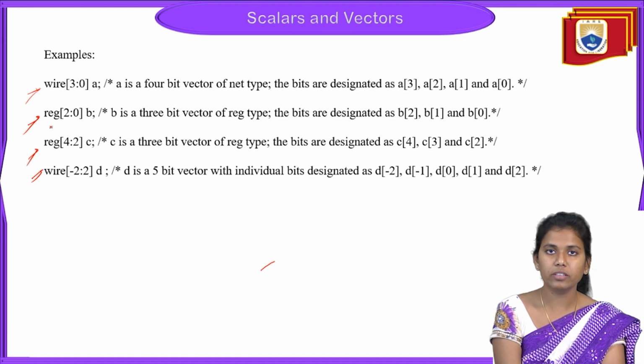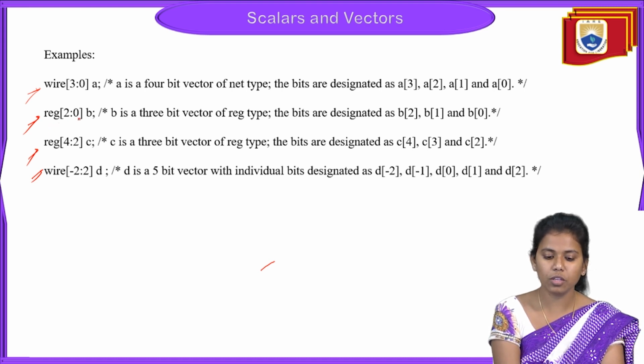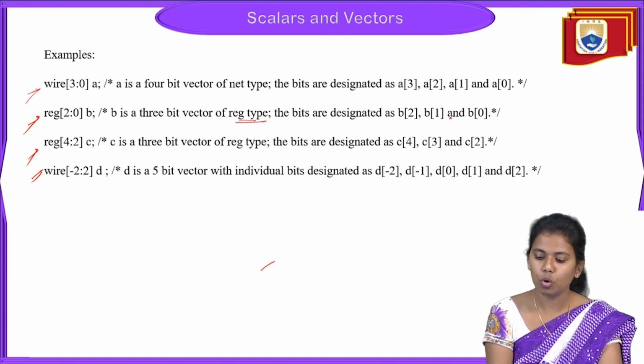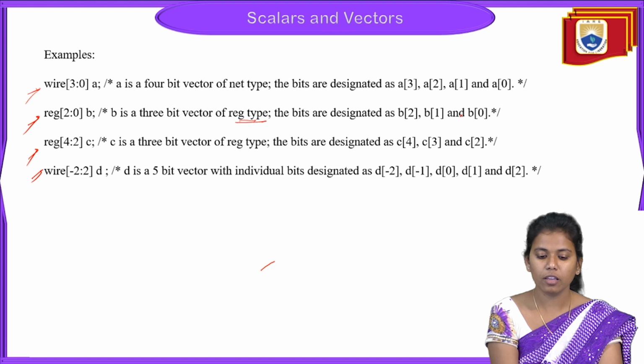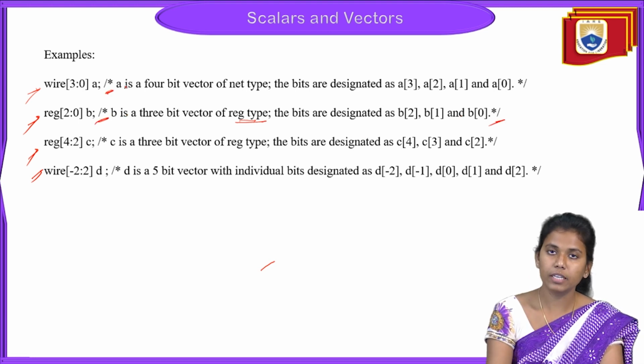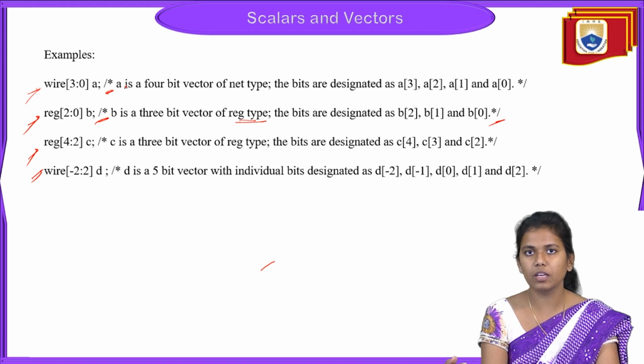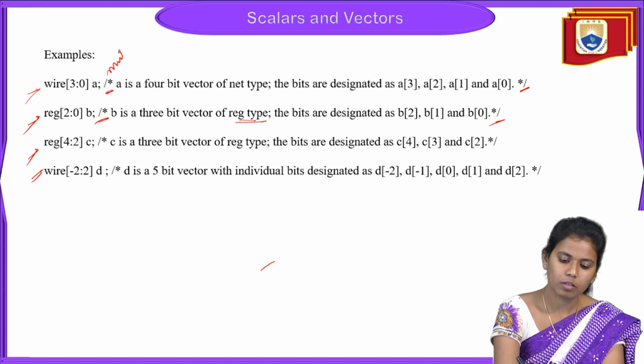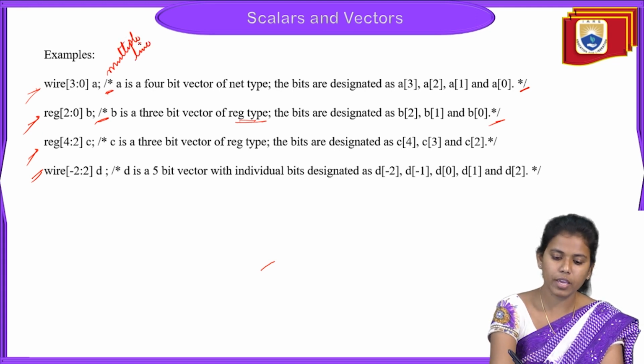Okay. Coming to the register. Register [2:0] B is a 3-bit vector of register type, and the bits are designated as 2, 1 and 0. You see this is a multiple line comment. If you observe the comment construct, this is a multiple line comment.